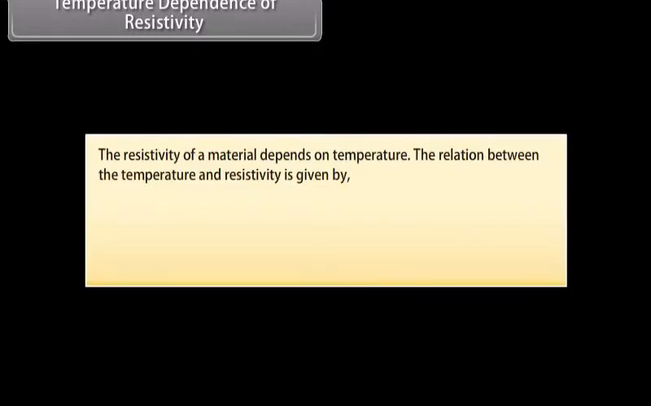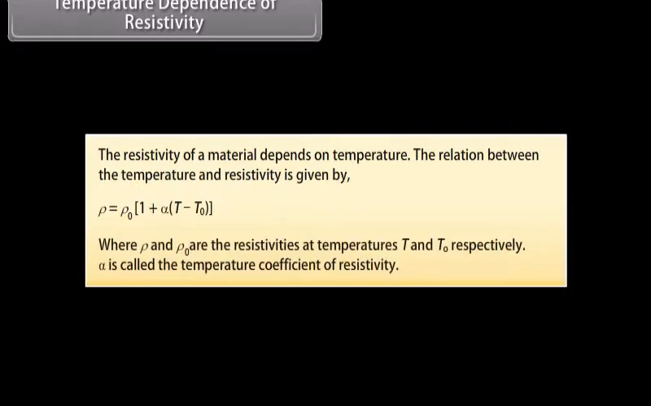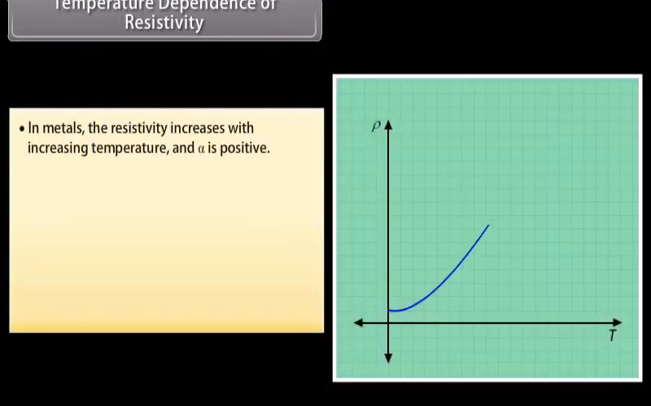Temperature dependence of resistivity. The resistivity of a material depends on temperature. The relation between the temperature and resistivity is given by rho = rho naught [1 + alpha (T - T naught)], where rho and rho naught are the resistivity at temperatures T and T naught respectively. Alpha is called the temperature coefficient of resistivity. In metals, the resistivity increases with increasing temperature and alpha is positive.